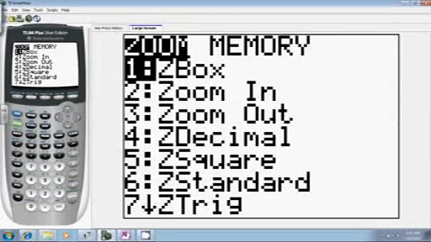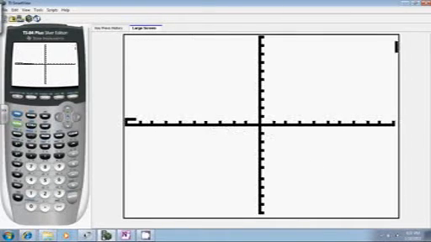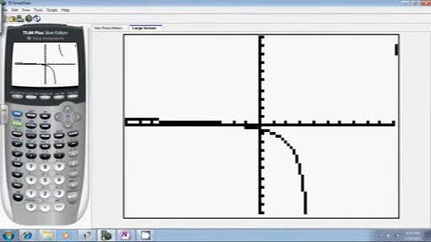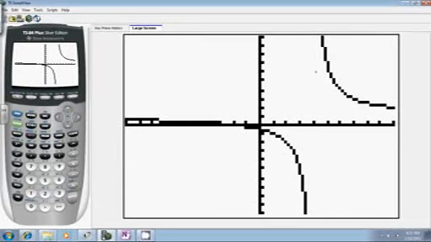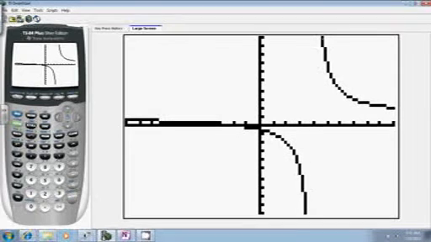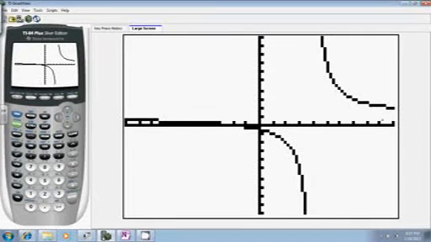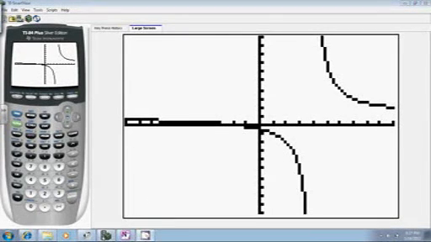So let me now go zoom 6, zoom standard. You get the graph there. And then on zoom standard at 4, it looks like my graph starts to go down forever. Then all of a sudden it jumps up to the top. So that's what we call a vertical asymptote. So in this particular example, we have both a hole and a vertical asymptote.